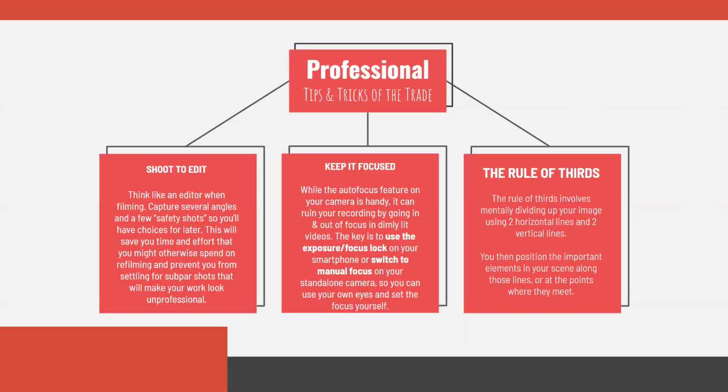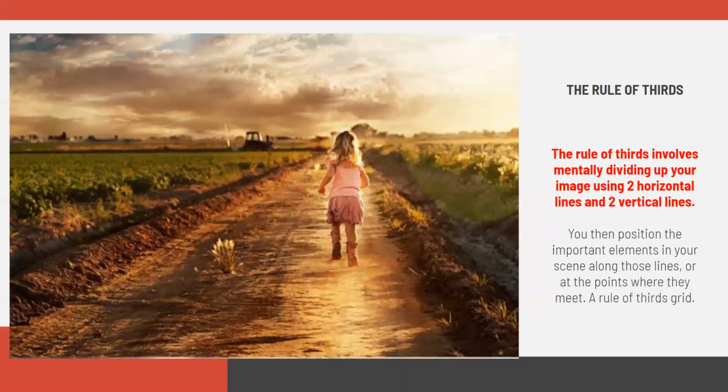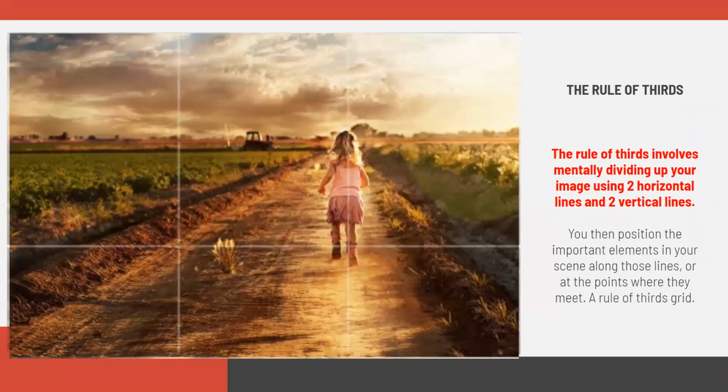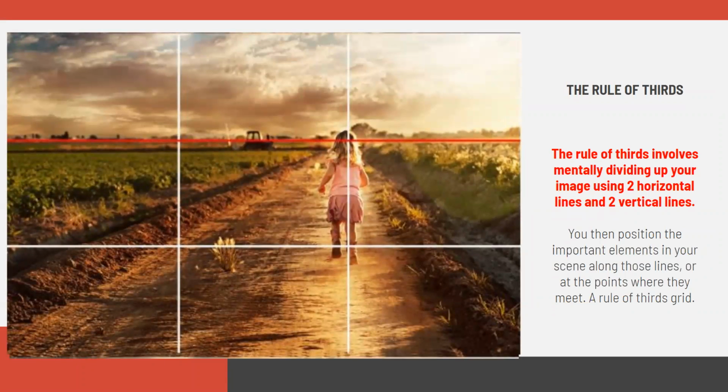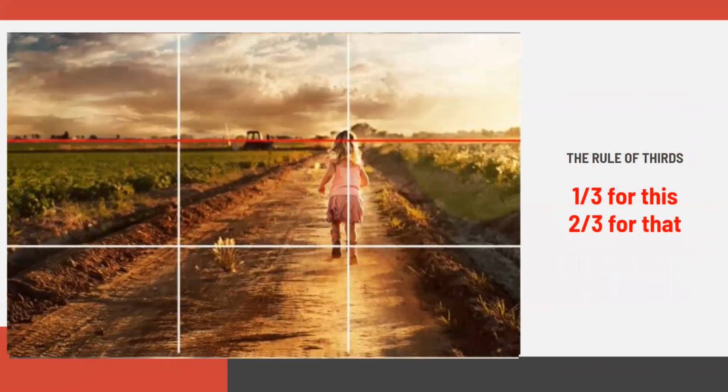So tic-tac-toe, basically. And then you position the picture within that grid along certain lines. So I'm going to show you guys an example of what that looks like. So this is a grid for the rule of thirds. And the way that I usually think of it, and this is just kind of how it's stuck in my head, 1/3 for this, 2/3 for that.